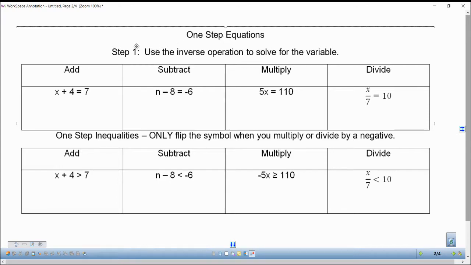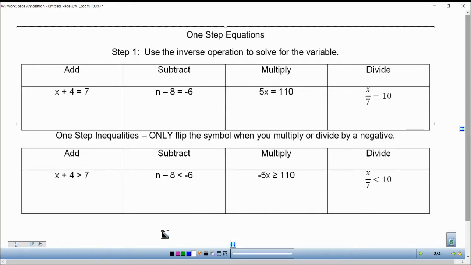All right. So on one-step equations, they are exactly what they say. They are just one-step equations. And it says use the inverse operation to solve for each variable. So the inverse operation for addition is subtraction. So to solve, you subtract.